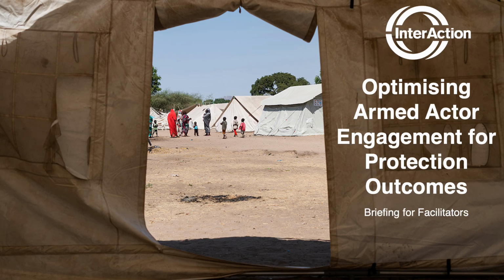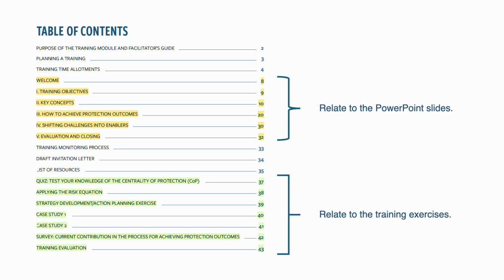The purpose of this video is to brief facilitators on how best to deliver the training on optimizing armed actor engagement for protection outcomes. The training module is composed of a PowerPoint presentation and a facilitator's guide. The facilitator's guide is intended to provide comprehensive guidance for facilitators to deliver the material according to the process suggested.